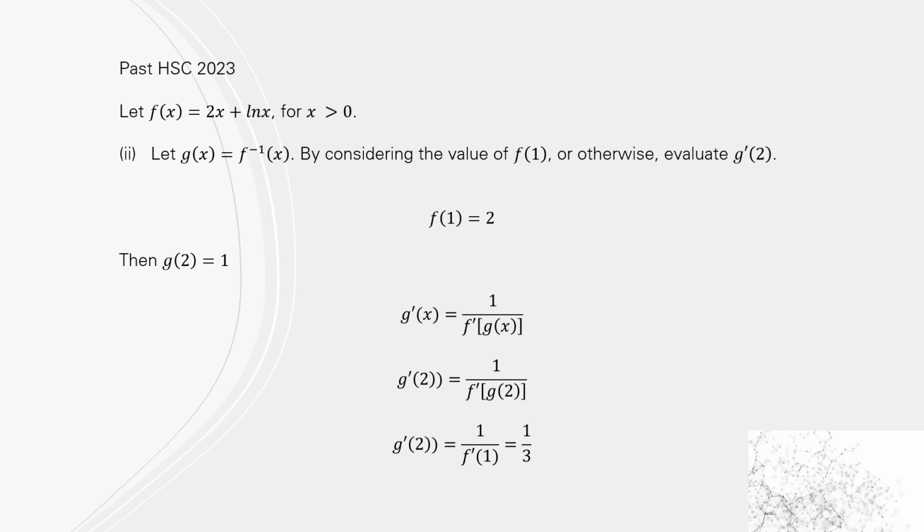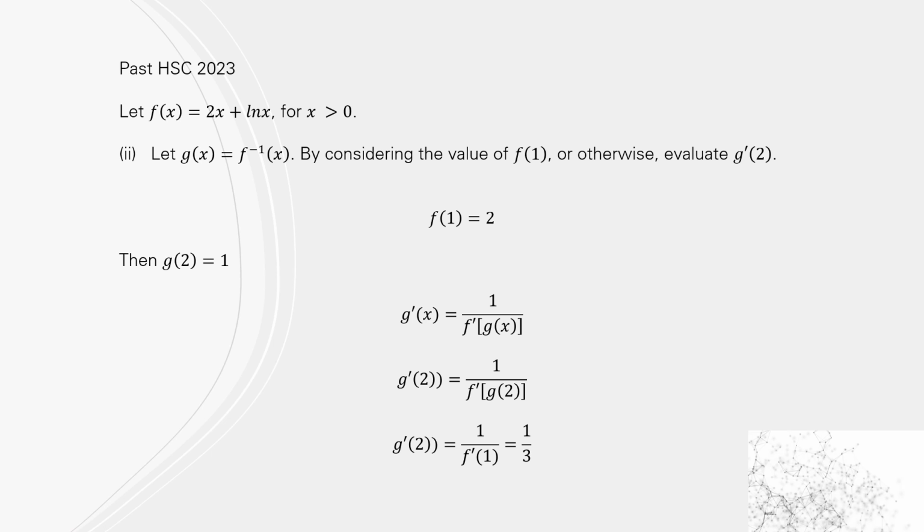So the second one, g(x). Firstly, f(1) is equal to 2, if I sub 1 into 2x plus ln x. So g(2) is equal to 1. Remember, the x and y for the function can flip for the inverse. So if f(1) is equal to 2, then g(2) is equal to 1. So we don't even have to go and find the actual inverse.